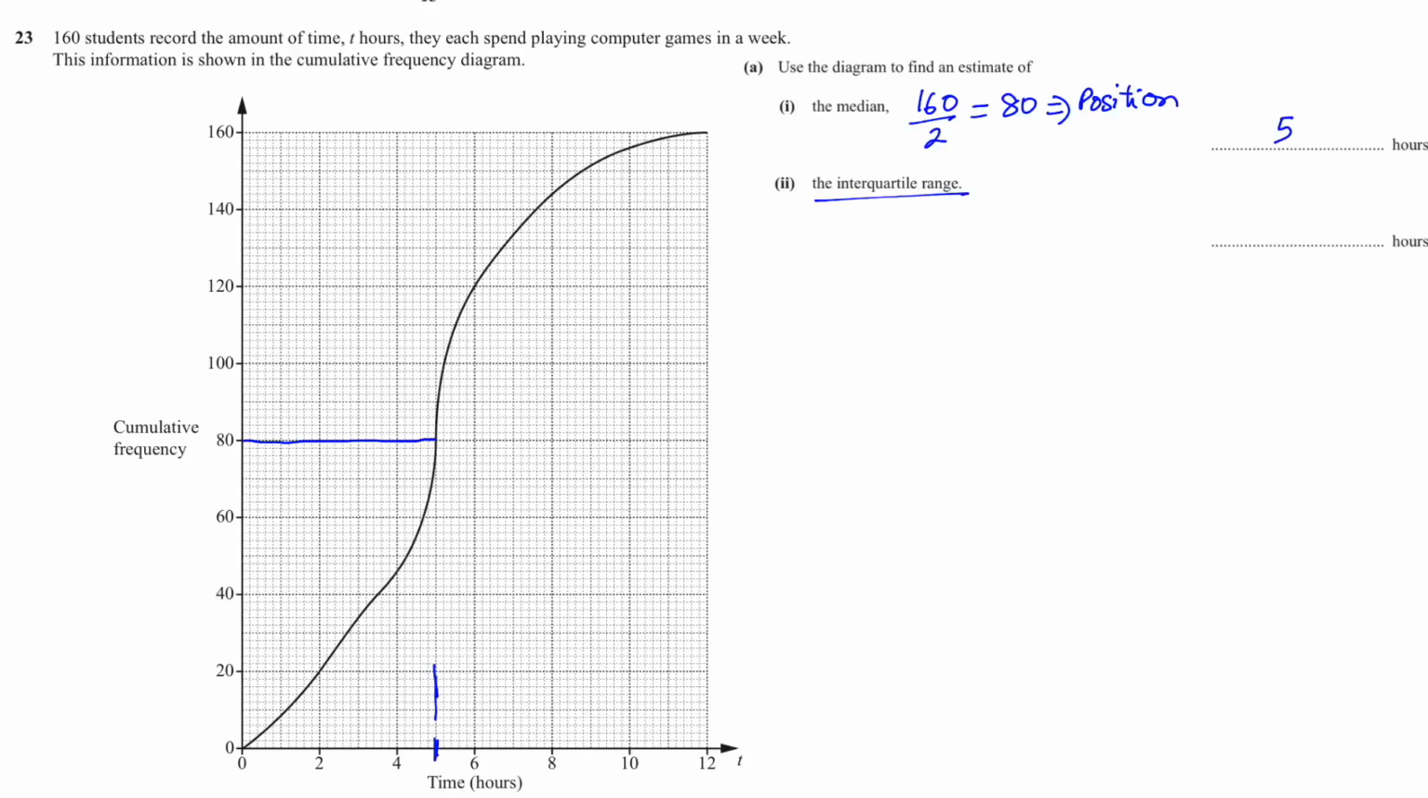For the interquartile range, you need to find the upper quartile and the lower quartile. After you get your upper quartile and the lower quartile, the interquartile range is upper quartile minus lower quartile. And how do we find the upper quartile? Upper quartile will be 3/4 of the frequency. Again, you're going to get the position. So 3/4 of 160 is going to be 120.